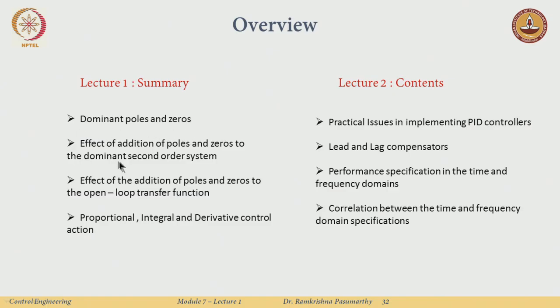So, to summarize, we defined what dominant poles and zeros are. Just by using MATLAB plots, we saw the effect of adding poles and zeros to the system, right. That was for second order systems. We also saw the same thing when I add poles and zeros to an open loop system, what is the consequence on the closed loop system, and we defined three basic control actions: proportional, integral and derivative control action.